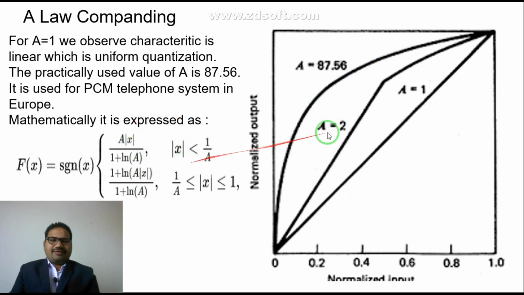This you can see on the screen, and this is the formula for your A law. We have plotted this graph for A equal to 1. How would it look for A equal to 2, and the maximum value of A that we can take is what? 87.56. So you can see it over here. If companding has been asked, it is necessary to draw this diagram for A law and for mu law.